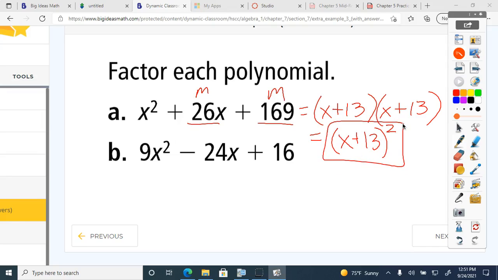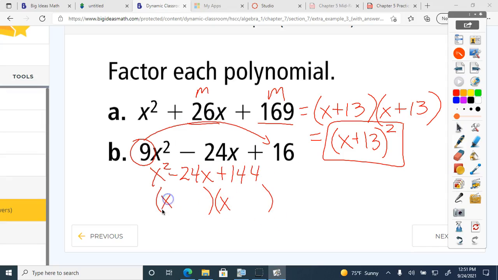B, is there a common denominator? And this is 9, 24, and 16? 3 will not go into 16. There's not. So we're going to do what with the 9? Borrow it. I'm going to need your help with that. 144 sounds correct.